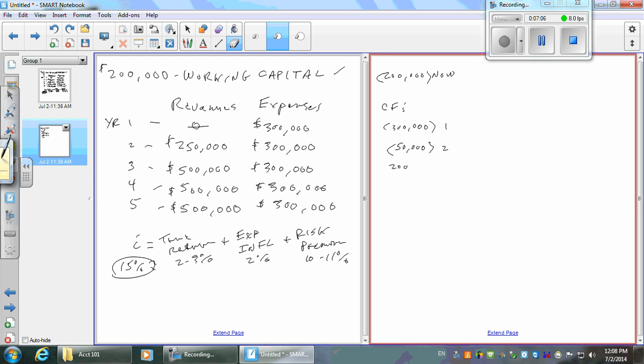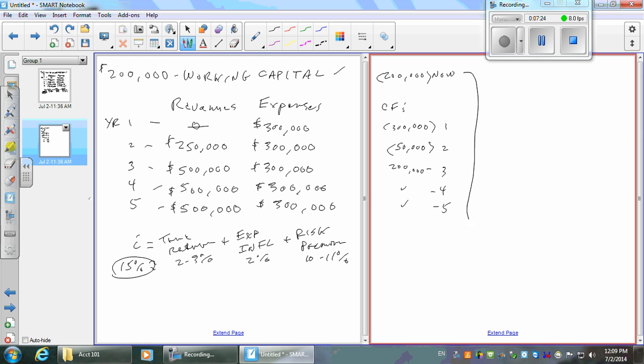It's 200 in at time 3, 4, and 5. Everybody agree? That's 200 each time. But then there's also 200 more in from getting back our working capital, also at time 5. Everybody agree? And what I want is the present value of all those.